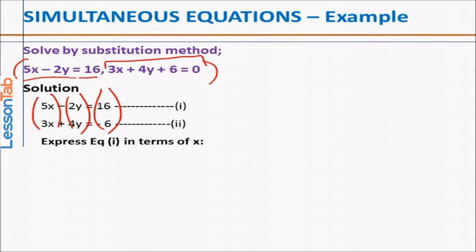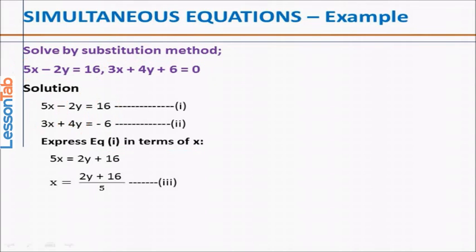Now we take equation 1. In order for us to do the substitution, we will express equation 1 in terms of x. How do we do that? We've seen that in some of our earlier modules. If we take equation 1, we find out that 5x will be equal to 2y plus 16. This is a manipulation of equation 1.